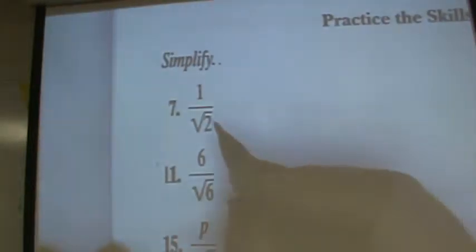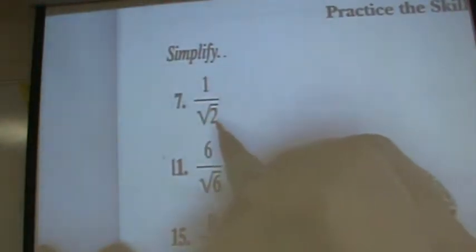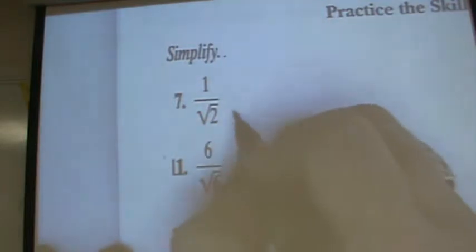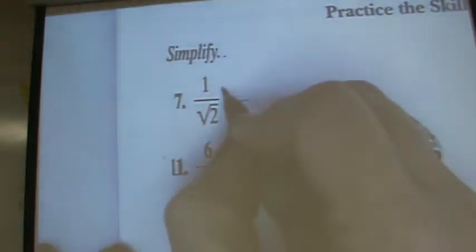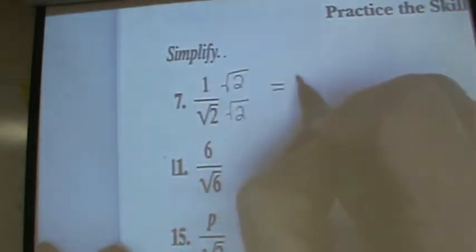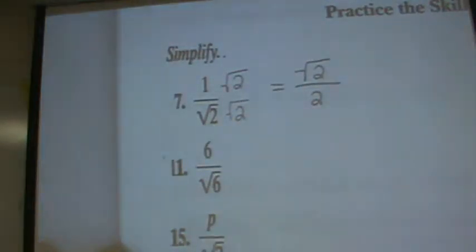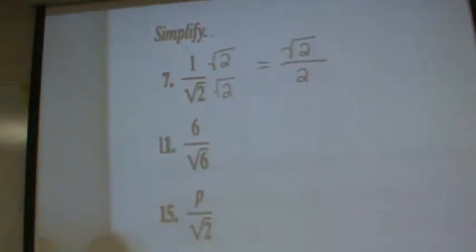So for problem number 7, I'm going to work down. We do not want a square root of 2 here. We don't want that square root, so we need another one to make a pair to get rid of it. Whatever you do to the bottom, you do to the top. So you're going to multiply across. So you have 1 root 2 over 2. And simplify when possible. Next one, you're going to multiply by root 6.